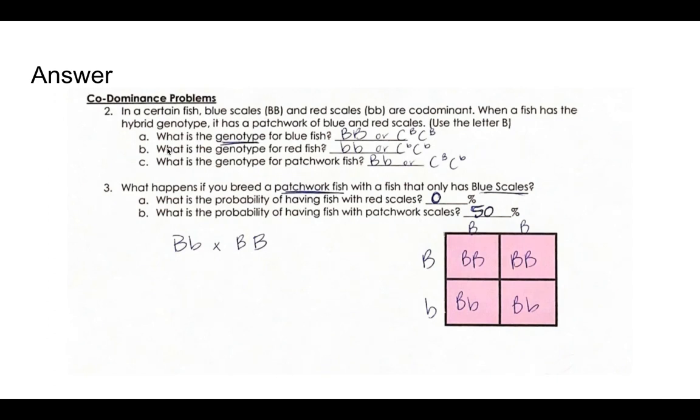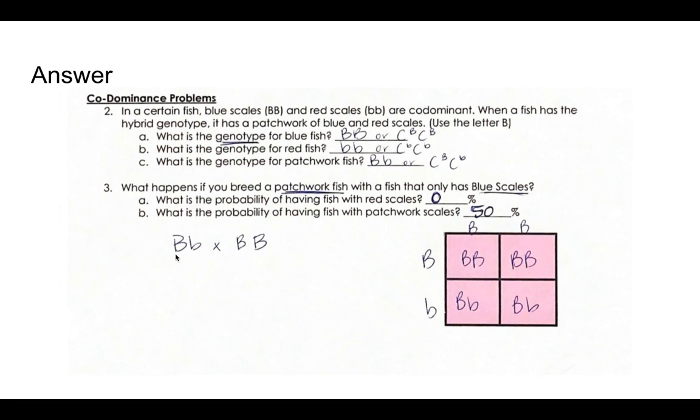Here we have answers. So here's the genotype. Using just the letter B like they suggested, blue fish are going to be big B, big B. Red fish are going to be little b, little b. Patchwork fish will be the heterozygote, big B, little b. You could have tested yourself and done the funny genotypes, the ones that look like exponents, and there they are.